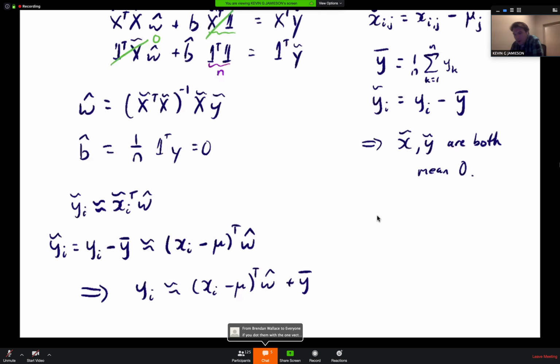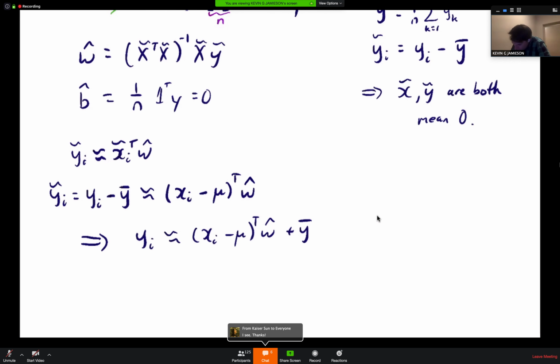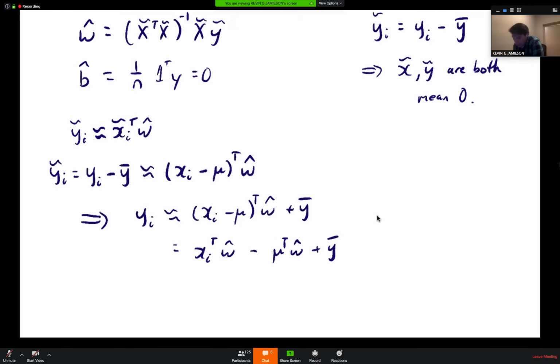You were trying to predict yi. And so when I demeaned everything, I was trying to predict y tilde i. And so when I just invert everything out, I get this thing here. What this is, is just xi transpose w hat plus, or minus, mu transpose w hat plus y bar.